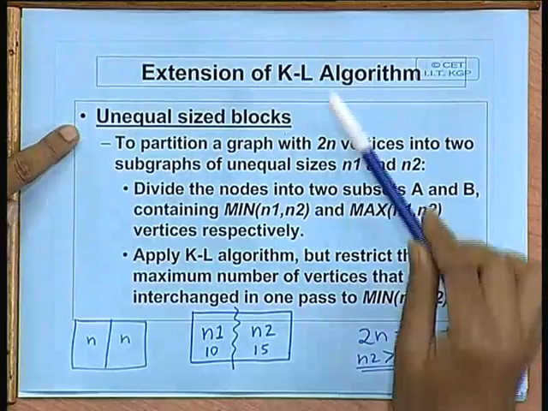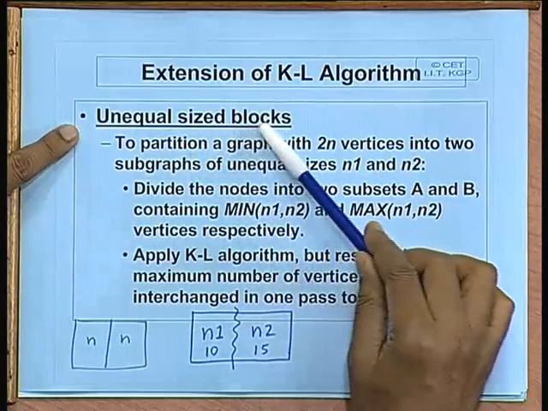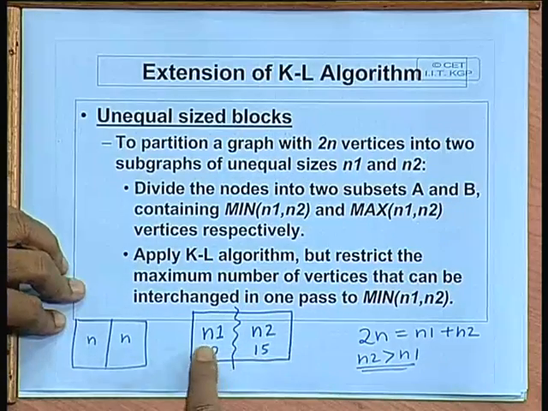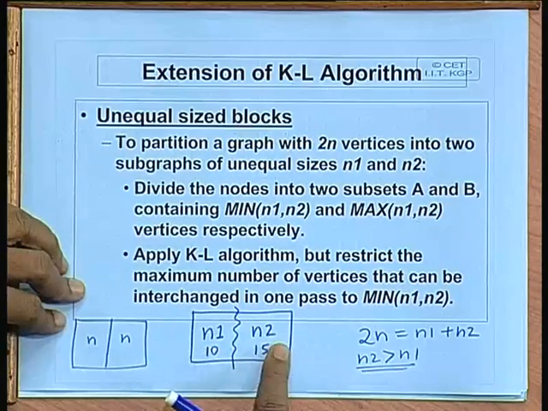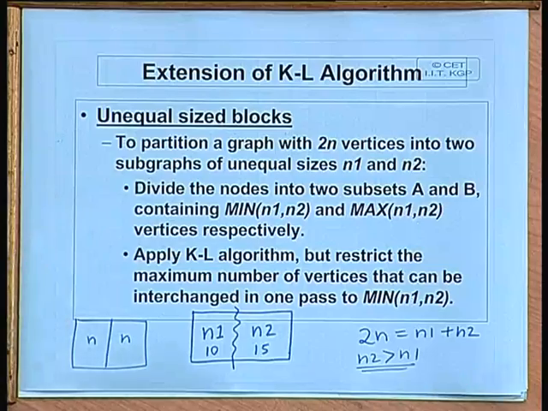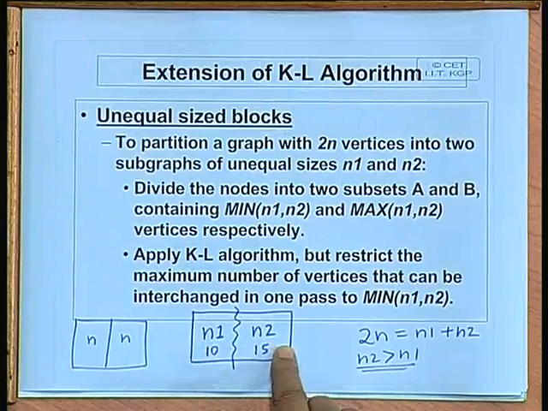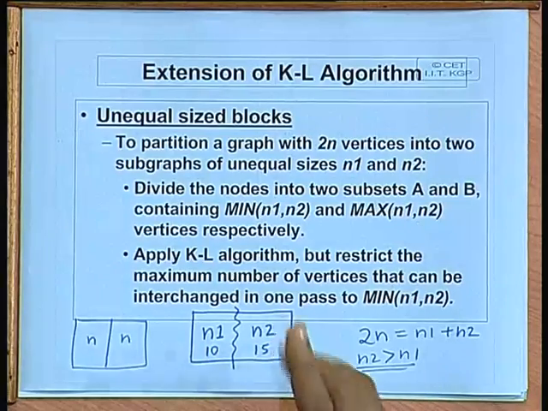So, this is one extension you can have to the KL algorithm which can handle unequal size blocks, but at the very beginning you will have to mention the sizes a priori. It is not that depending on your netlist you will try to optimally find out what is N1 and what is N2. The user will be specifying the values of N1 and N2 initially. Dynamically you cannot find N1 and N2.